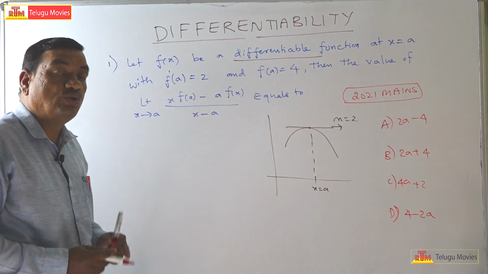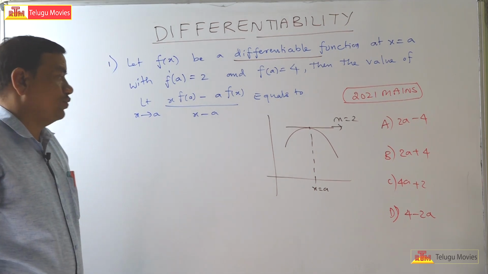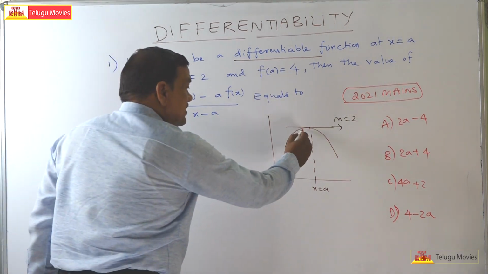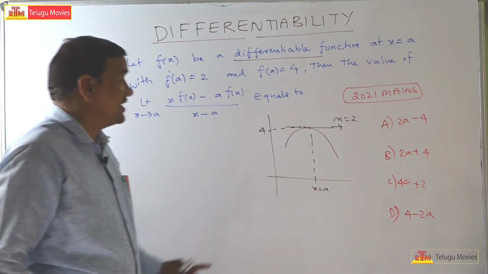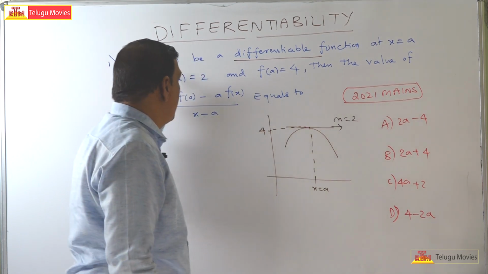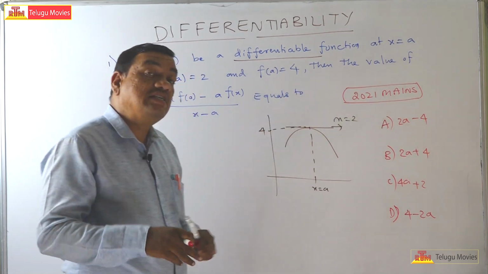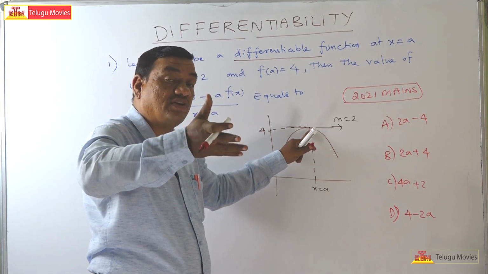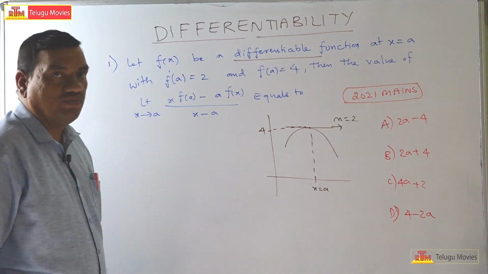f dash of a is equal to 2 means you are able to draw a tangent at x is equal to a, and the slope of that tangent is 2. And one more thing, f of a is equal to 4 means its functional value is 4. That is the nature of the curve. So at x is equal to a the function is differentiable, meaning you can draw a tangent. f dash of a is equal to 2 means the slope of the tangent is 2. f of a is equal to 4 means if you substitute x is equal to a in the given function, we don't know that function, but the output is 4. Understand this? That is the nature of the function.